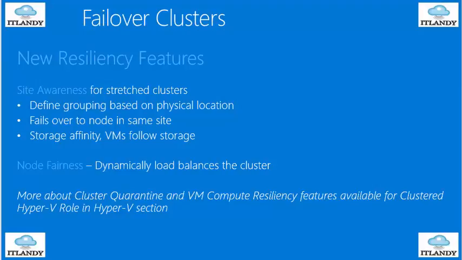Windows Server 2016 introduced new features to improve cluster resiliency: cluster quarantine, site awareness, and node fairness. The cluster quarantine prevents a flapping node from negatively impacting other nodes and overall cluster health. Unhealthy nodes are prevented from joining the cluster for a period of time. Once quarantined, the VMs hosted by the node are gracefully drained to healthy nodes.